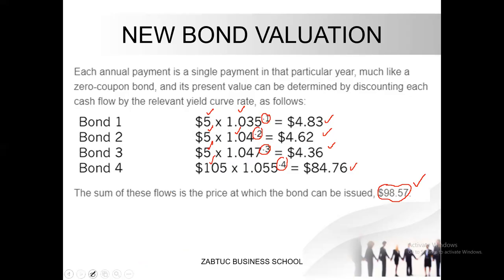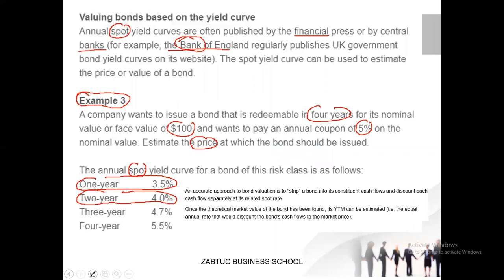Let me take you back to the statement. I want you to take note of this statement here: an accurate approach to bond valuation is to strip a bond into its constituent cash flows and discount each cash flow separately at its related spot rate.